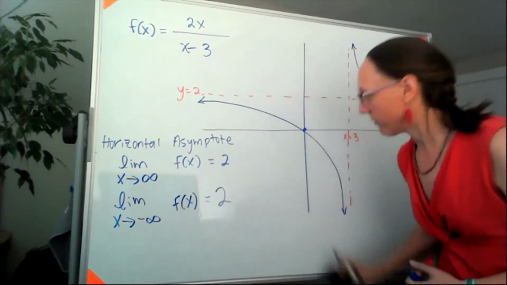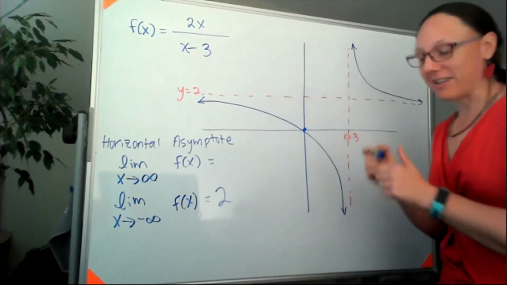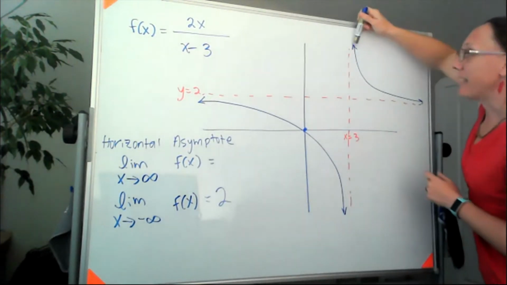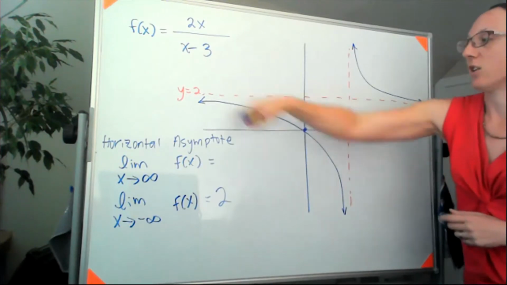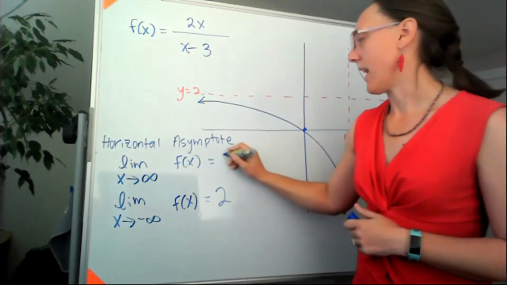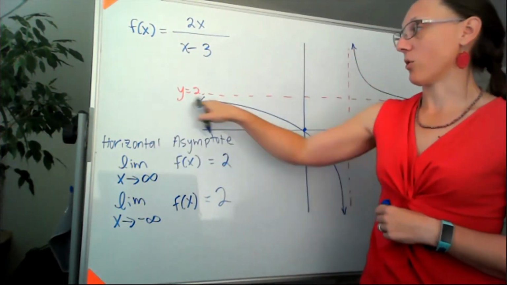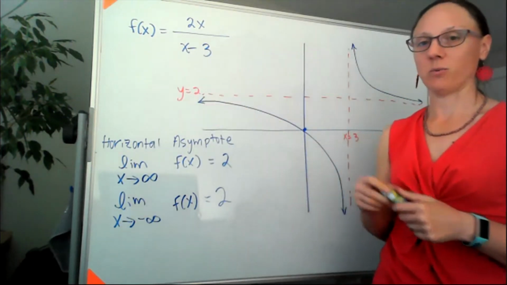I drew that on the negative infinity side. If I go to the positive infinity side, as my x gets larger and larger and larger, my y values are getting closer to 2. So we say that that horizontal asymptote is at y equals 2.